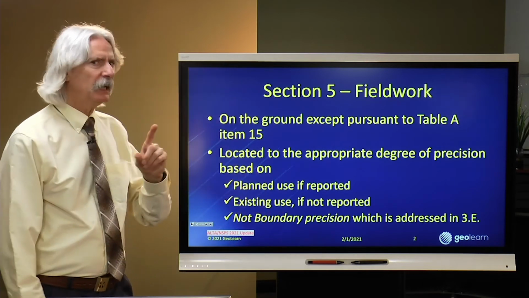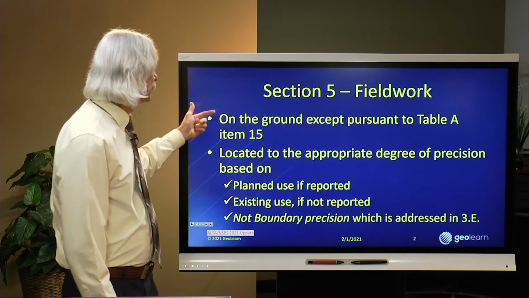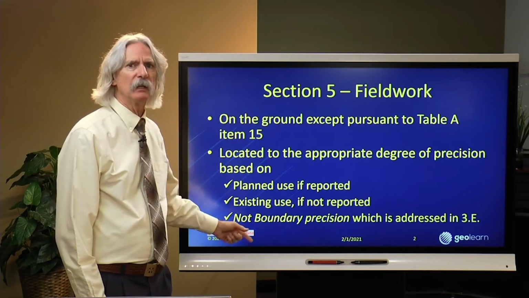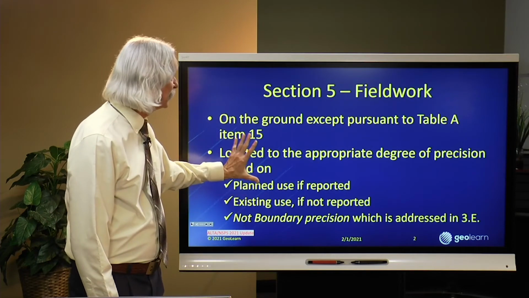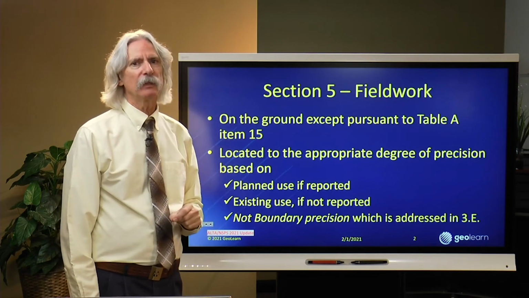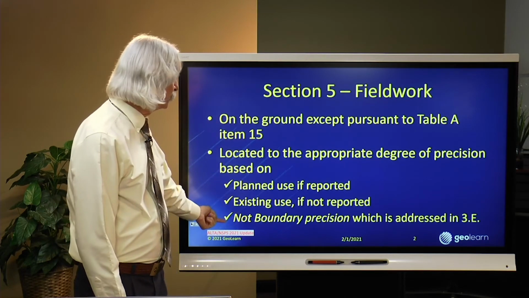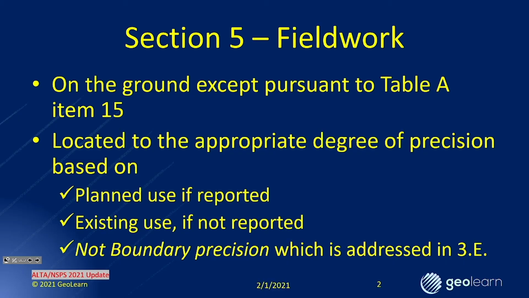Now, the change from 2016 to 2021 was that we talked about precision, but we realized we needed to clarify that what we're talking about is locating the various features, not the precision of the boundary, which is what we addressed in section 3E. So that's a minor addition to the introductory comments, just to clarify what we're talking about when we talk about this precision, not the boundary.